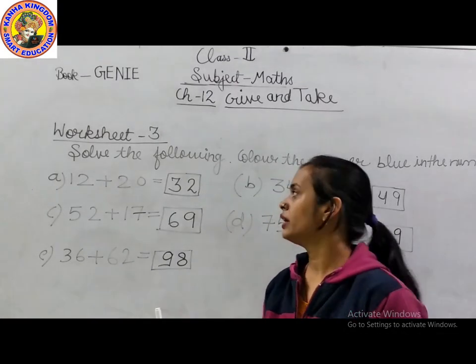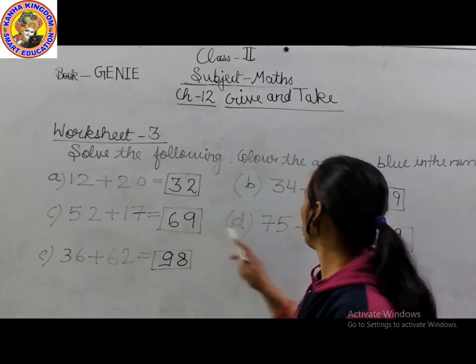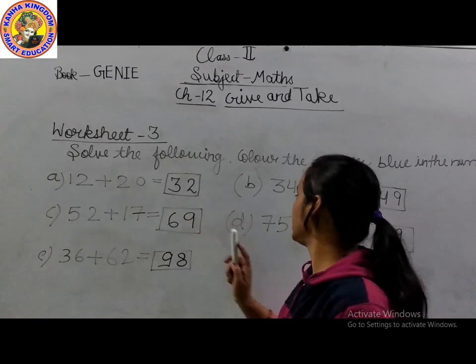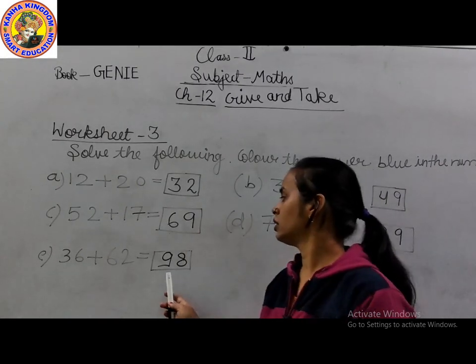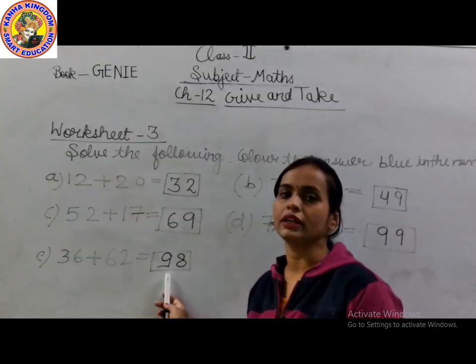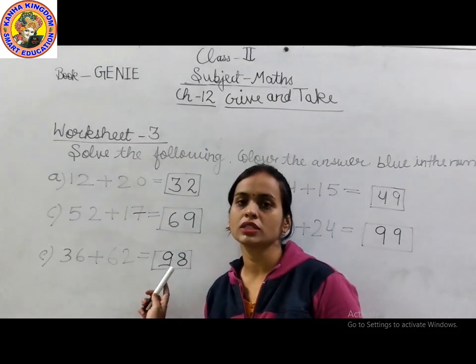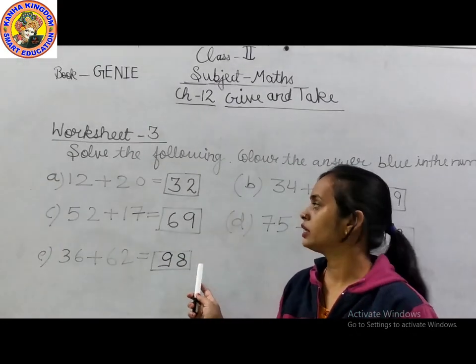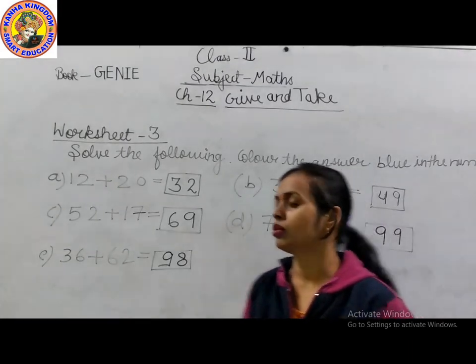In the number grid, 32, 49, 69, 99 and 98. Color these numbers blue color in the number grid. Okay.